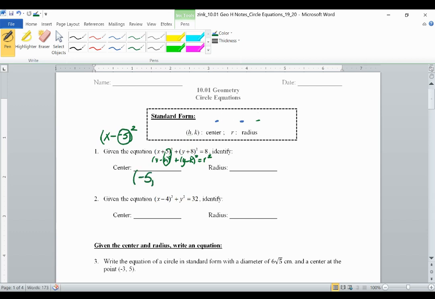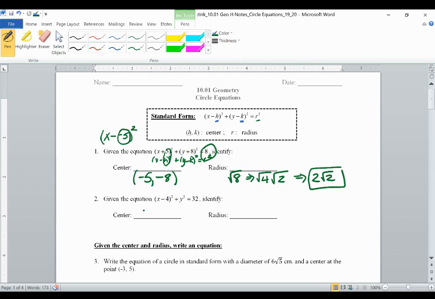So an easier way to think about this, now that you understand why that's happening, is always just take the opposite sign. So y plus 8, that means my k is going to be -8. And my radius, I'm going to take the square root of 8, always put it into simplest radical form. Largest perfect square I can take from 8 is 4 times 2, which gives me 2 rad 2 for my radius. Let's try the next one.